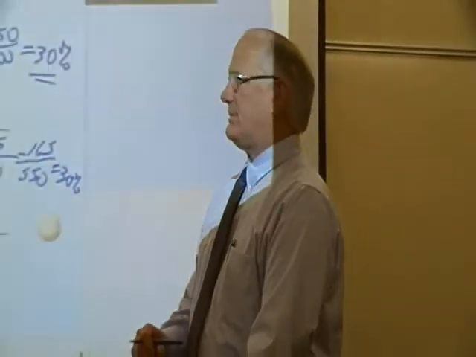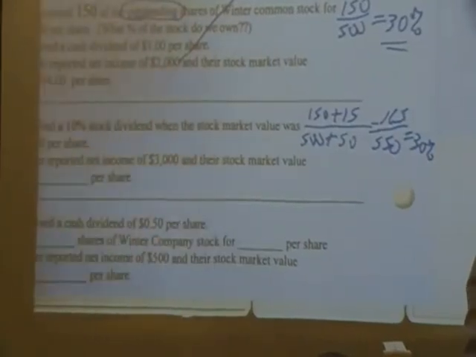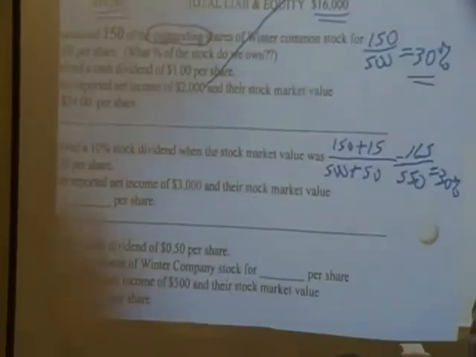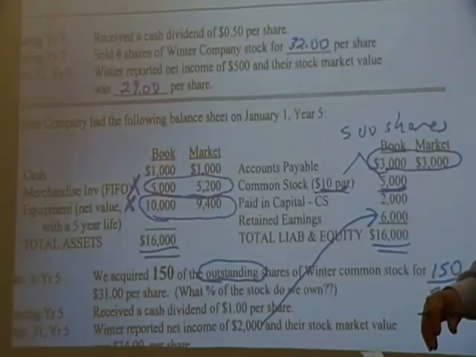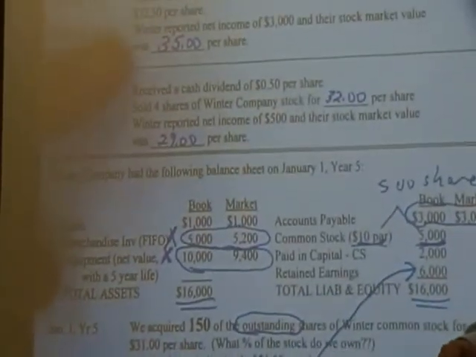Okay, let's finish up at least year 6 and we'll call it a day. December 31st, year 6. Winter reported net income of $3,000. That was even better than last year. Stock market value, let's use the same number we used up above. Up above in our example at the end of year 6, we said it was 35. So let's go ahead and put in 35.